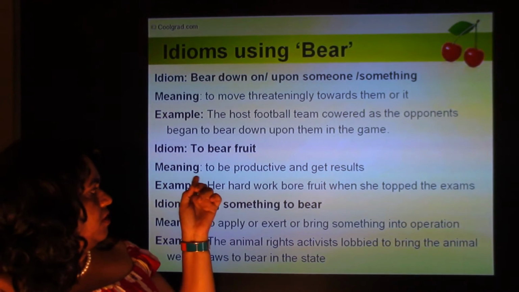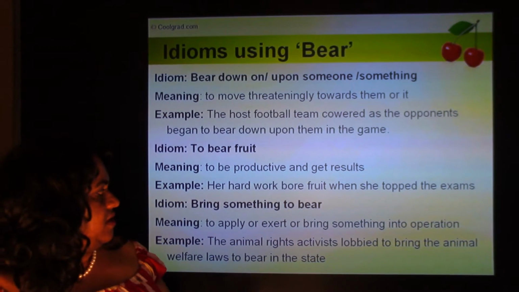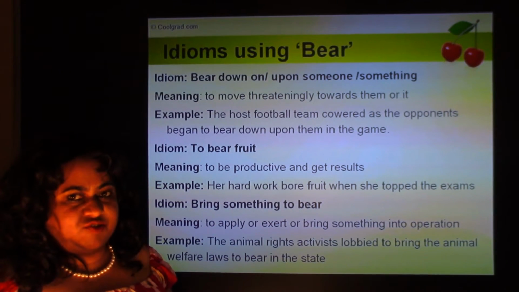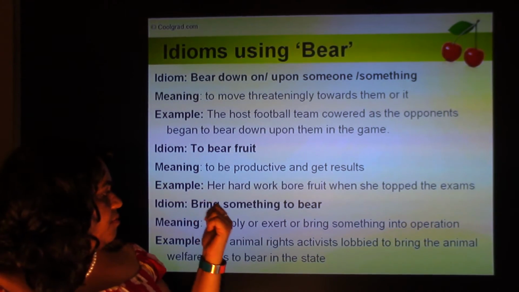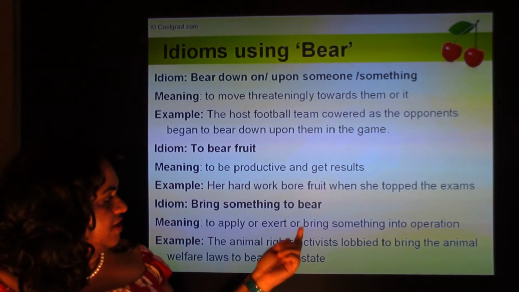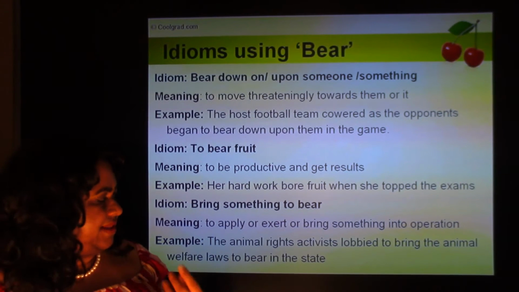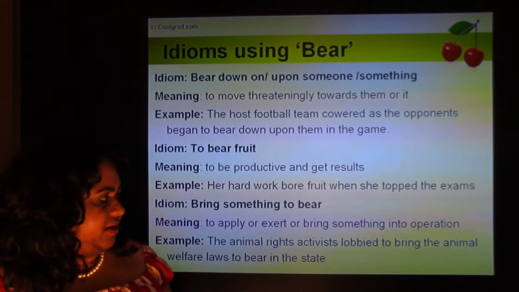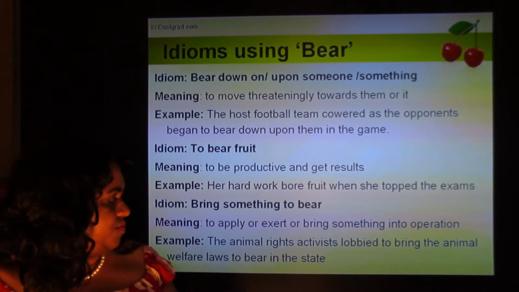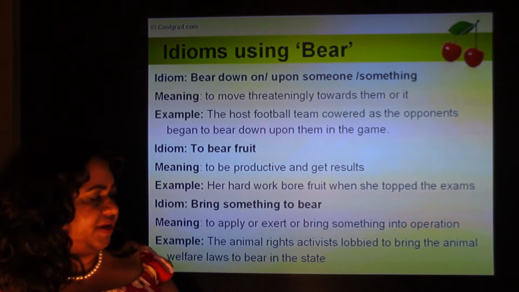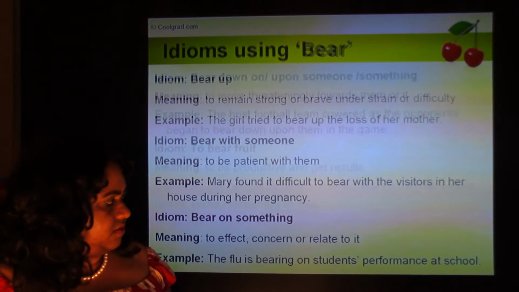Idiom: to bear fruit, to be productive and get results. Her hard work bore fruit when she topped the exams. So she got the results. Bring something to bear, to apply or exert or bring something into operation. Example: the animal rights activists lobbied to bring the animal welfare laws to bear in the state. To bring something to bear means to bring it into operation, existence.